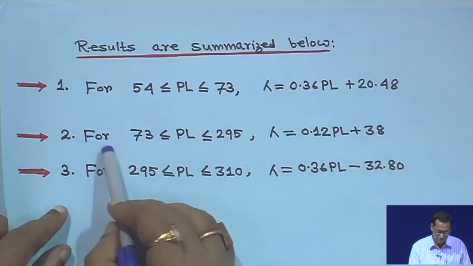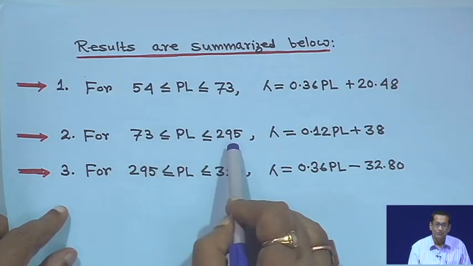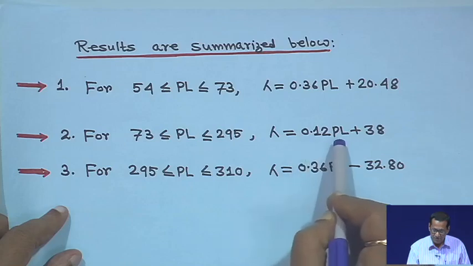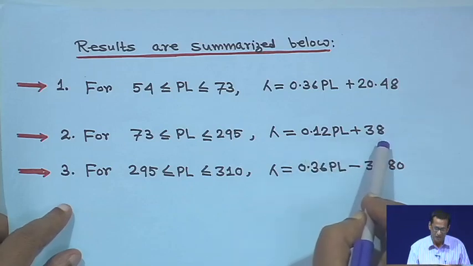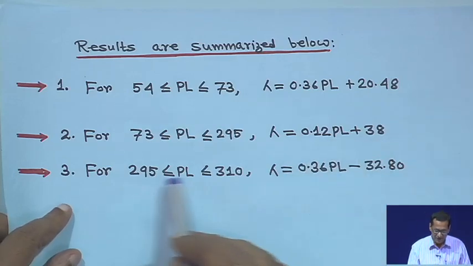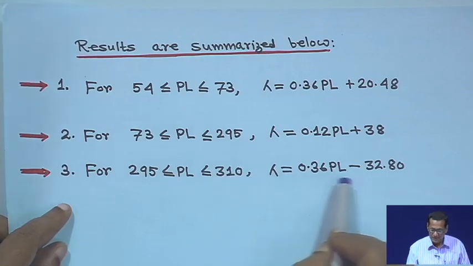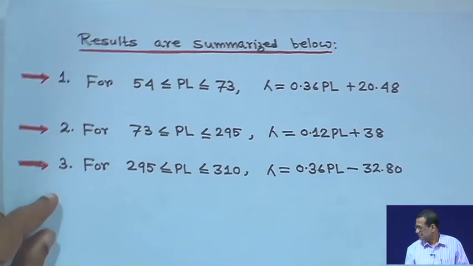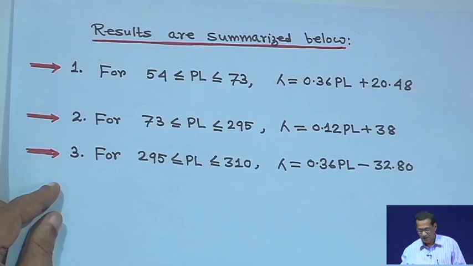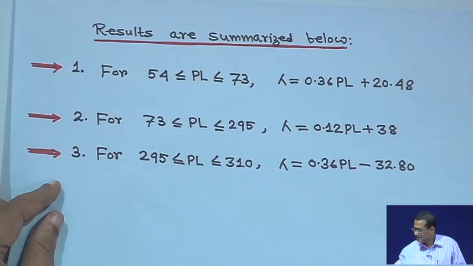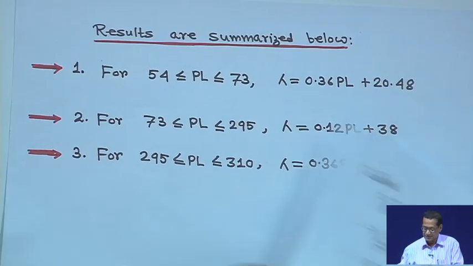For load in between 73 and 295 megawatt, lambda will be 0.12 PL plus 38, and in between 295 and this one, lambda will be 0.36 PL minus 32.80, right. So, that will be this one.